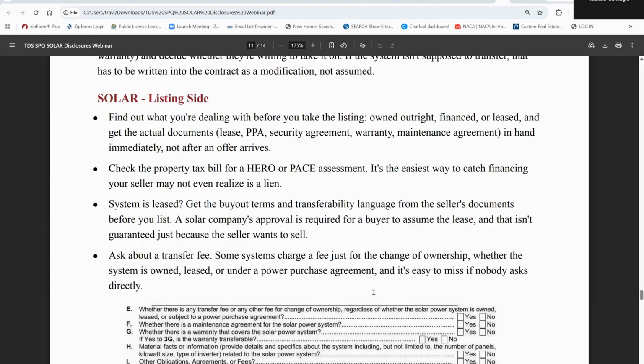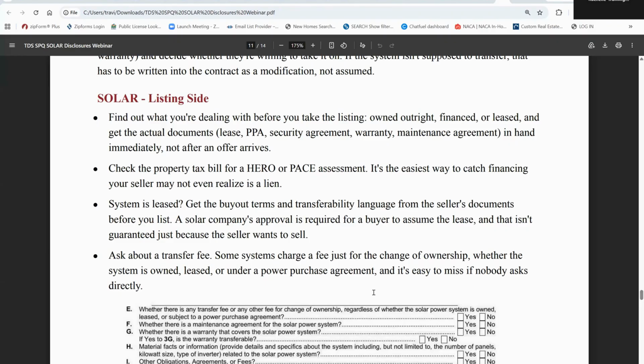Check the property tax bill for a HERO or PACE assessment. It's the easiest way to catch financing your seller may not even realize is a lien. If the system is leased, get the buyout terms and transferability language from the seller's documents before you list. A solar company's approval is required for a buyer to assume the lease, and that isn't guaranteed just because the seller wants to sell.